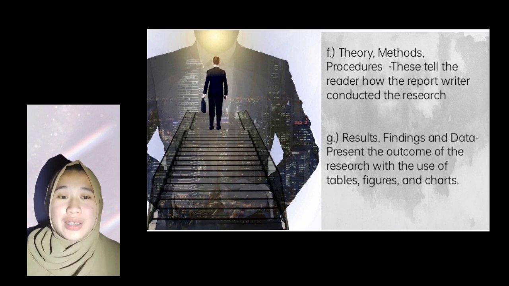Next, we have the theory, methods, and procedures. These tell the reader how the report writer conducted the research. These also include the process involved in the completion of the report. For instance, the theory is the underlying principles or concepts that guided the research. We have the methods.